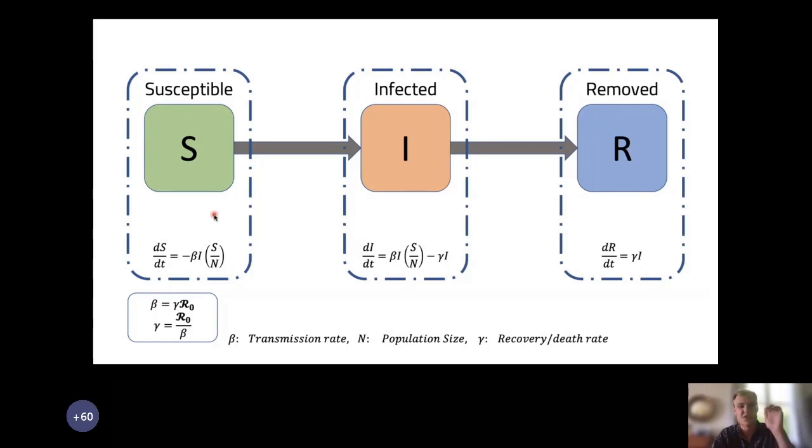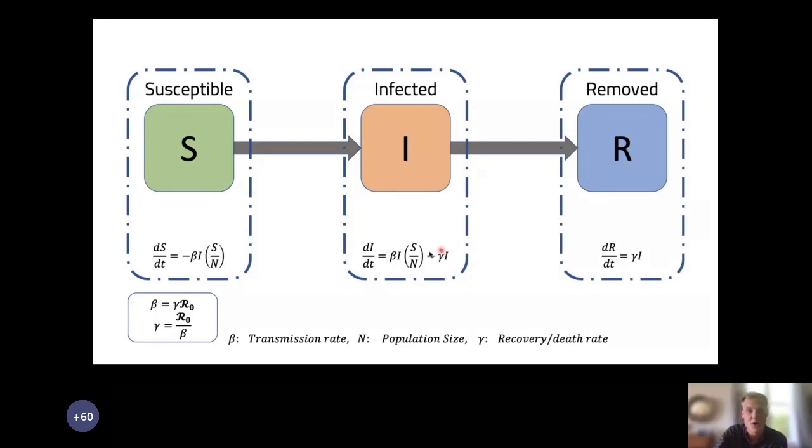So anyway, susceptible is just going to go down over time, and then infected is going to go up by the same number that susceptible goes down. But it also decreases when people either get better or sadly pass away.